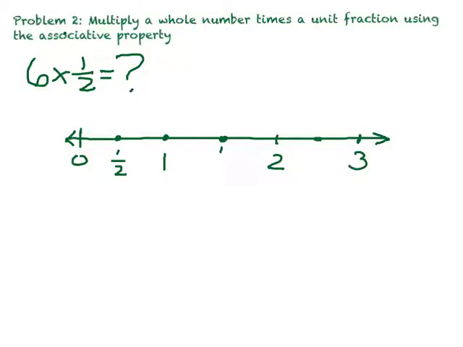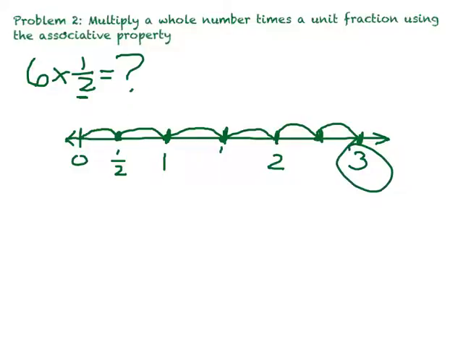So let's make sure we have 6 halves. We have 1/2 here, 2 halves, 3 halves, 4 halves, 5 halves, and 6 halves. So again, we're going to start at 0. We're going to multiply it: 1, 2, 3, 4, 5, 6. And our answer is 3 using the associative property.